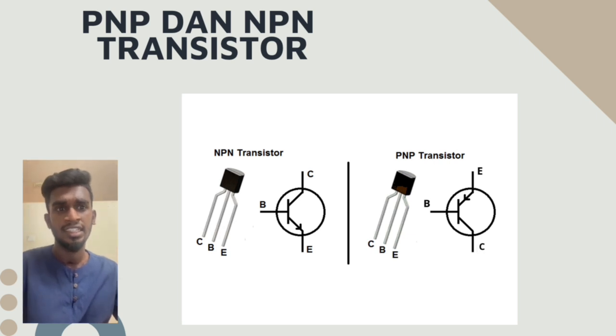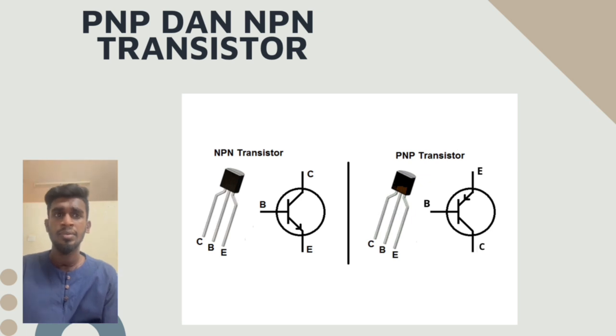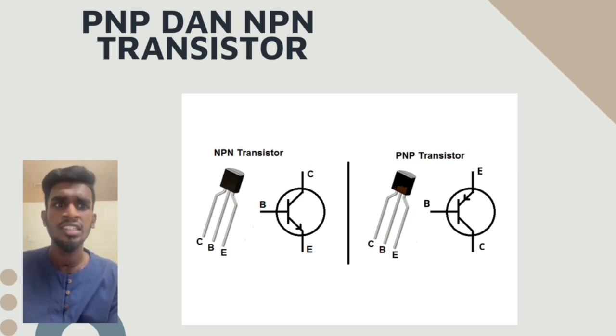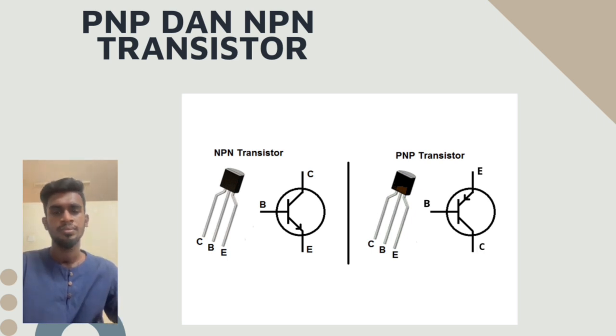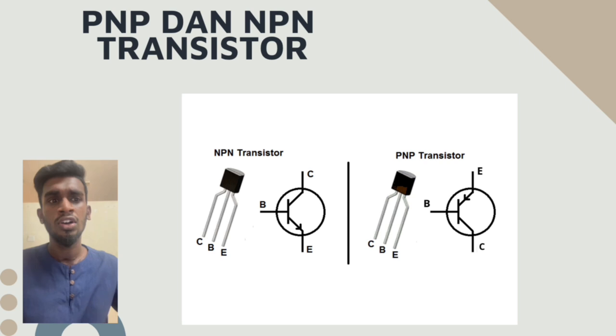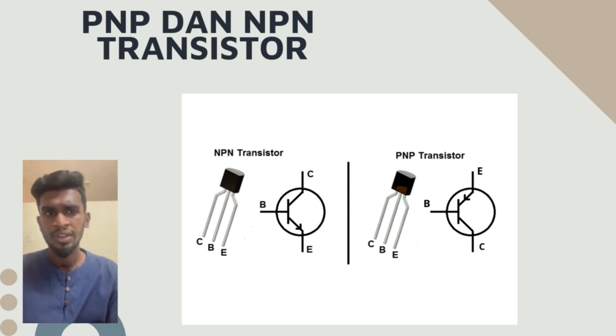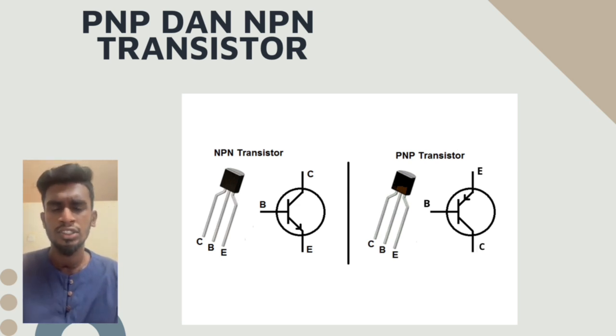NPN transistor: a layer of P-type semiconductor is sandwiched between two N-type semiconductors. Current flows from the collector to the emitter. A current at the base allows a larger current to flow from the collector to the emitter.